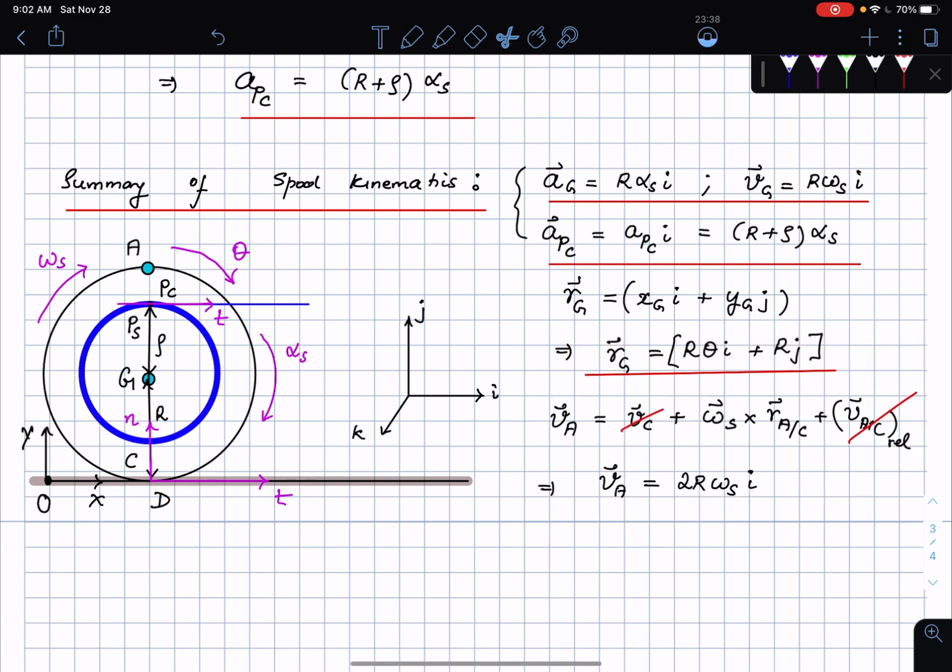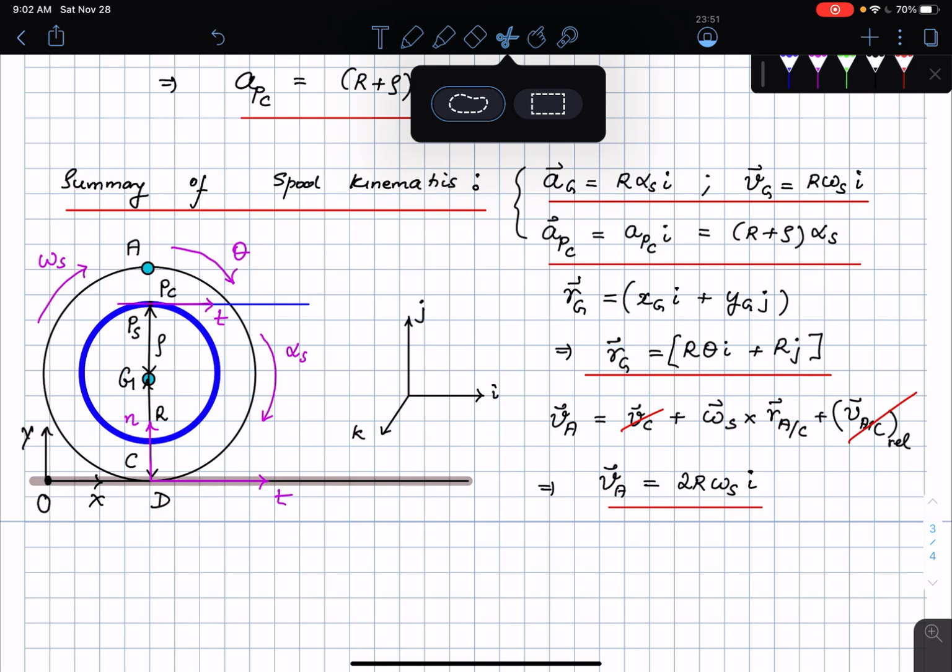Okay, and the last one that I want to underline is this creature here. So all the points of interest, we have information regarding them. Okay, so this is the summary of the spool kinematics, and we have made use of the fact that it's rolling without slip and so on. Okay, and there is roll without slip here.